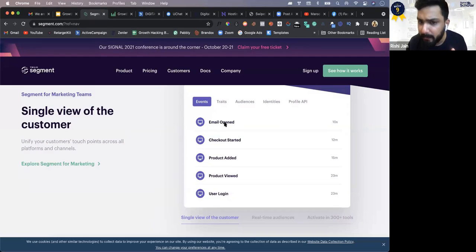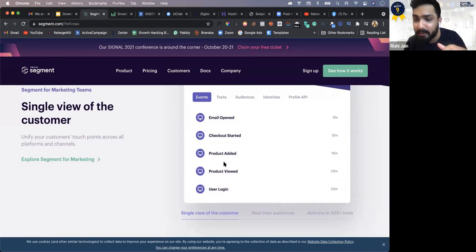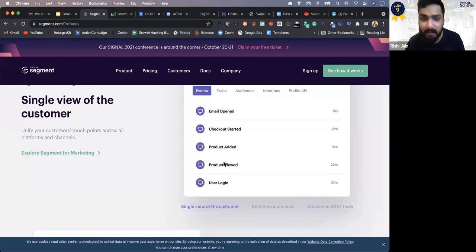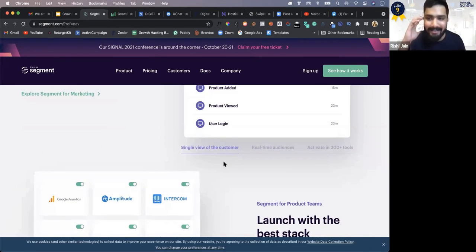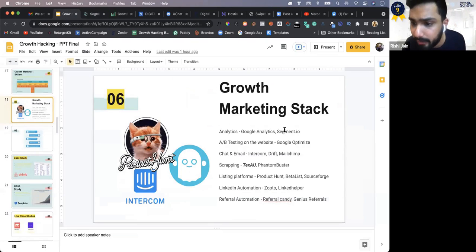So how many people are opening your email? When did the checkout start? What is the product they added in the checkout cart? How many times they viewed it? And it's like a crazy set of data. All right, so here is segment.io, absolutely free of cost for you.